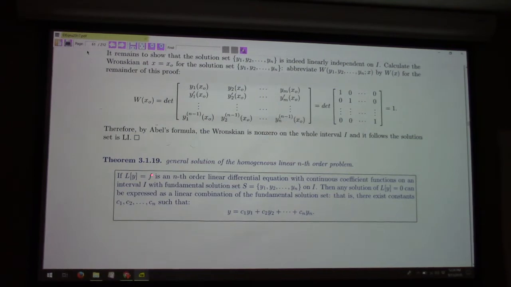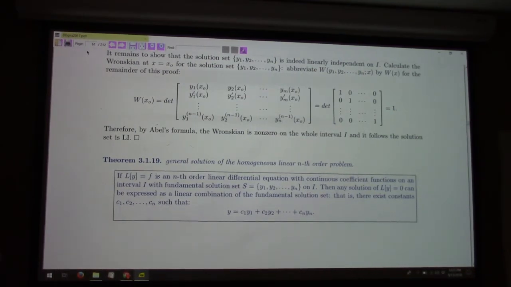All right, so next order of business, what's the general solution of the homogeneous nth order problem? So homogeneous problem means that this is 0, right? Well, fine. All right, great. I could have put 0 here to start with. Anyway, so any solution of L of y equals 0 can be expressed as a linear combination of the solution set. That is, there exist constants C1 through Cn such that that's the solution. So for a homogeneous problem, once we find our fundamental solution set, we're done.